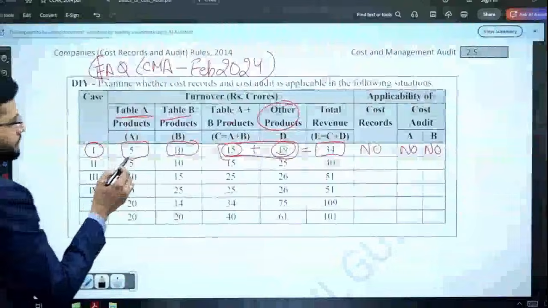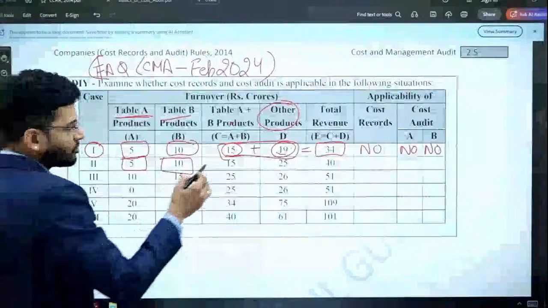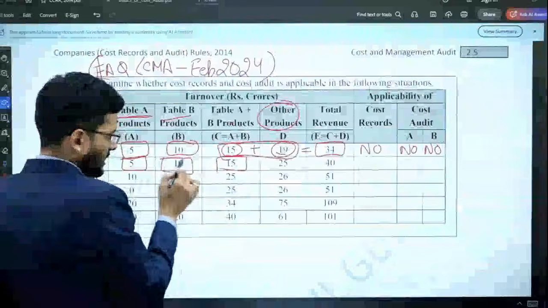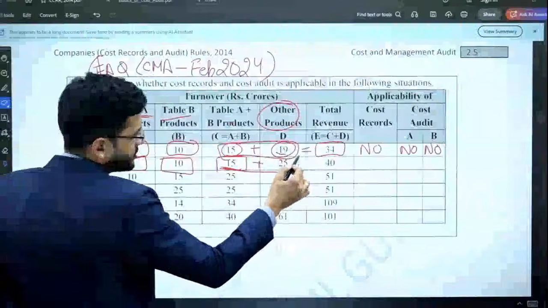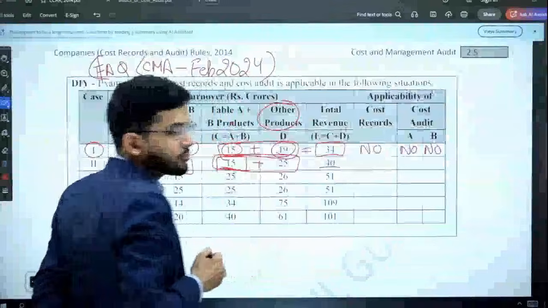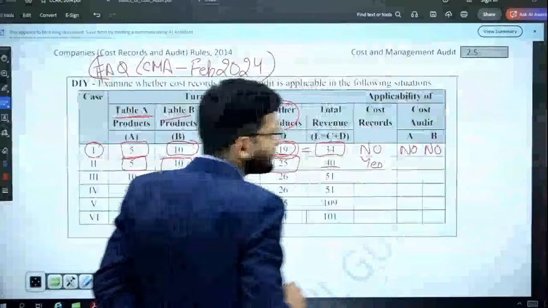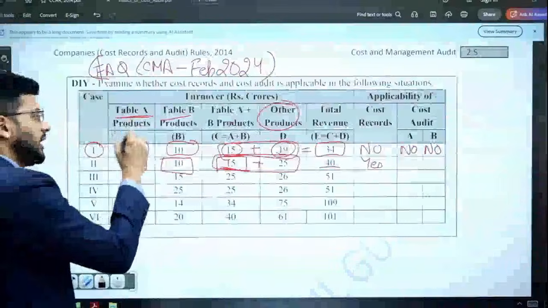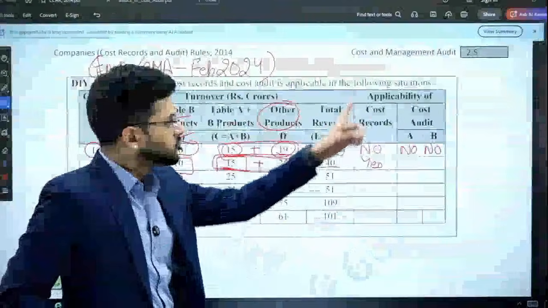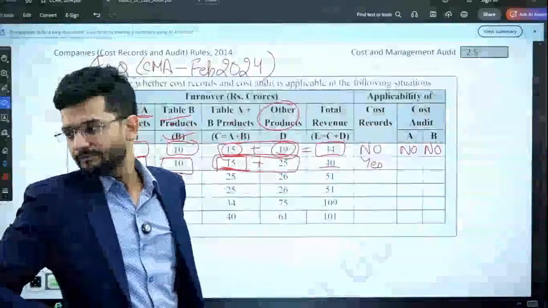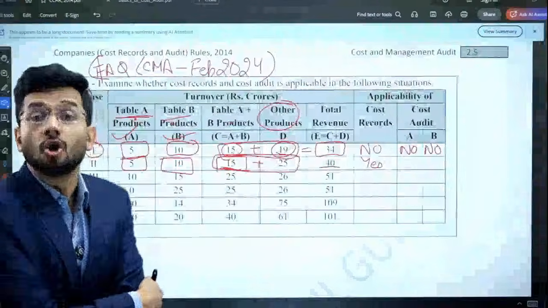Okay, case 2. Product table A 5 crore, table B 10 crore, table A plus B 15 crore, other products 25 crore, which means total turnover of the company is 40 crore. So is cost records applicable? Yes, cost records is very much applicable. On which products? Both A and B. Table A products, table B products, cost records is applicable. Right, that is the answer. Cost records is yes. Now we analyze cost audit.